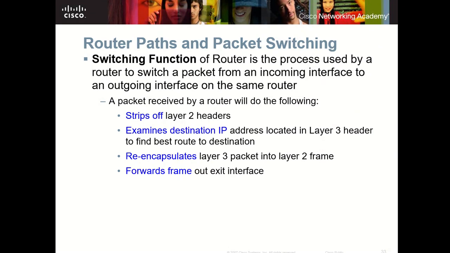Alright, so I know this process is a bit complicated. That is why we are also covering the router's process as well as the switching function. So now, additionally, we have the switching function. The switching function of a router is the process used by a router to switch a packet from an incoming interface to an outgoing interface on the same router.